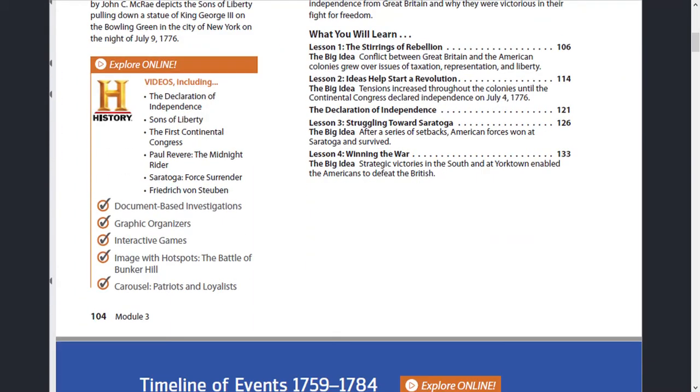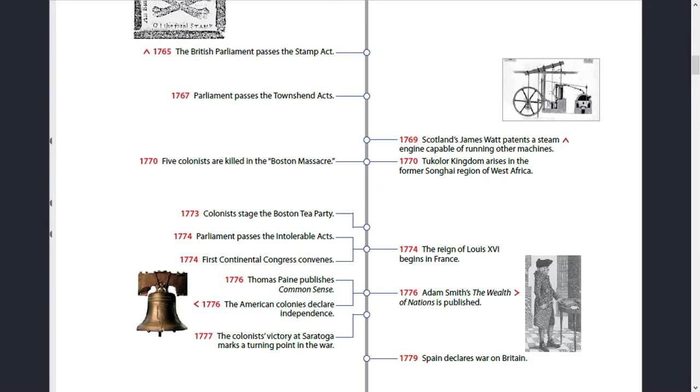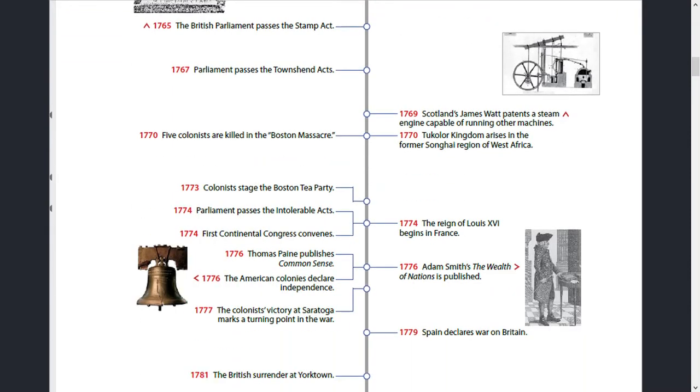The textbook has a series of timelines at the beginning. Timelines are very important for you to understand the context in which we're looking at things. So from 1759 to 1784 is what we'll look at here, and that actually goes up till the end of the American Revolution. And it begins when King George III becomes King of Britain, and then a series of taxes known as the Stamp Act, the Townshend Act, and others are passed.